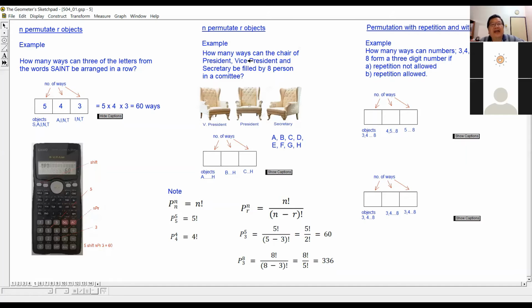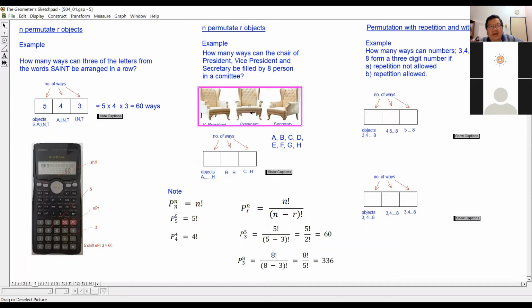Okay, next example. Can you read the next example? How many ways can the chair of president, vice president, and secretary be filled by 8 persons in a committee? So now you think, is this the type of question where you have a big number but you arrange a smaller number? Yes. So you try to see how many you want to arrange. You want to arrange three of them.